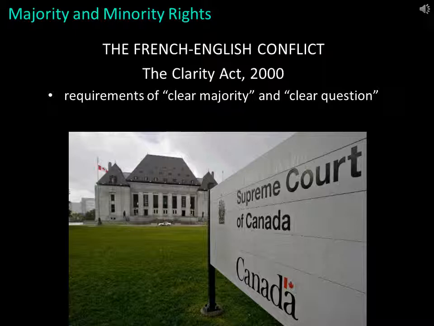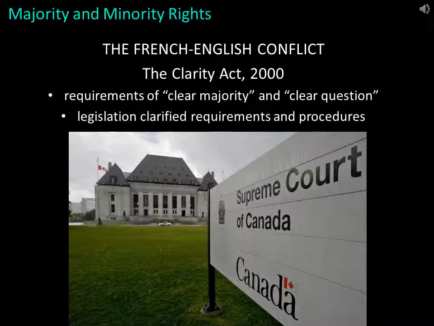Due to the vagueness of these terms, the federal Liberals engineered the passing of the Clarity Act 2000, which set out procedures to follow if a future referendum were to be won by the separatists, as well as clear guidelines to determine if the question and the majority were sufficiently clear.